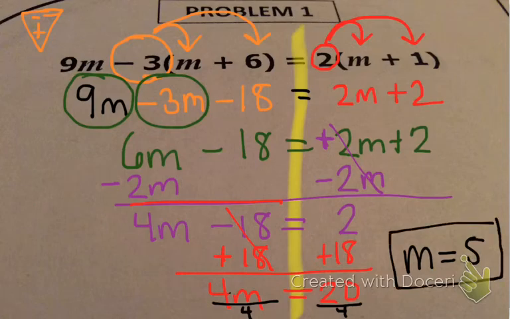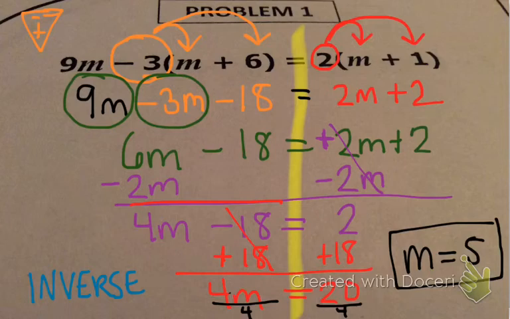So keywords here to remember. Inverse operation. That means if you're multiplying, you need to get rid of it by division. If you're subtracting, you need to get rid of it by addition.